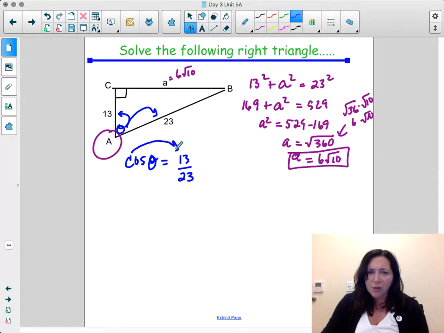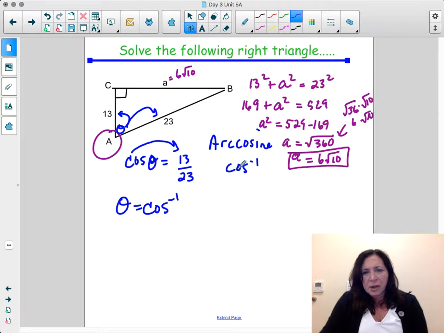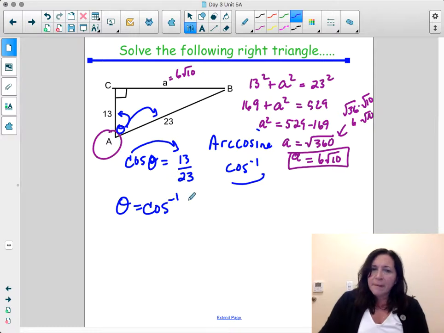You need to move this cosine over to the other side. The act of doing that, moving it over to the other side, the inverse, is what we call arc cosine. Now, I am saying arc cosine, but I'm writing this, okay? So when I say arc cosine, this is what I write. So theta equals arc cosine, that's my inverse, of this value, which is 13 over 23.